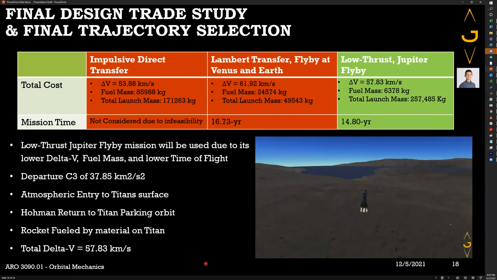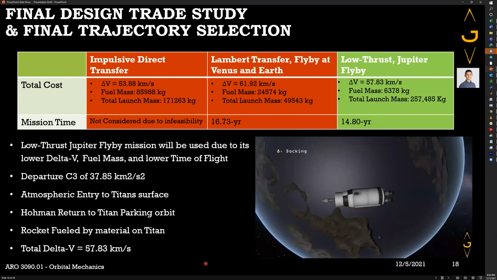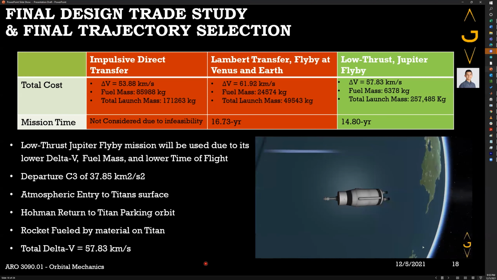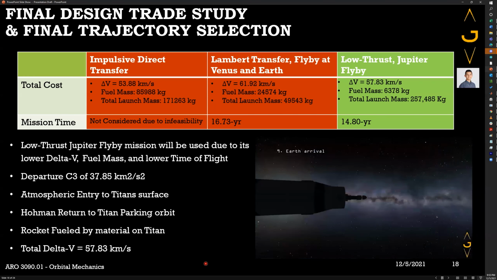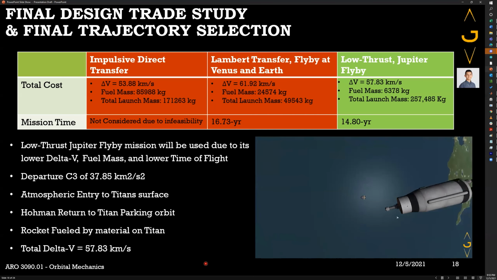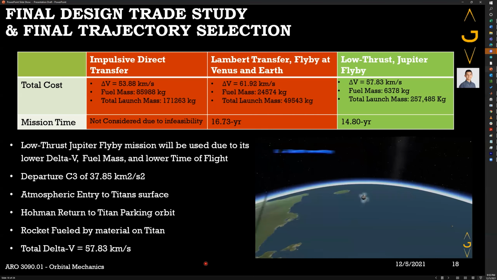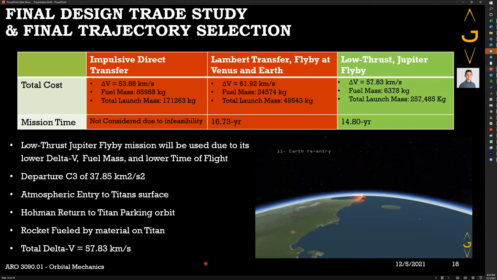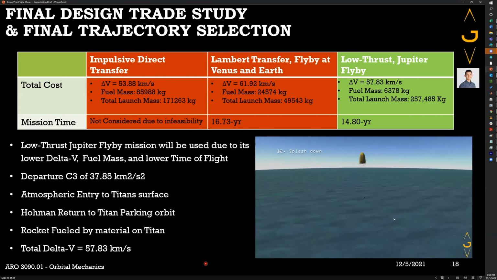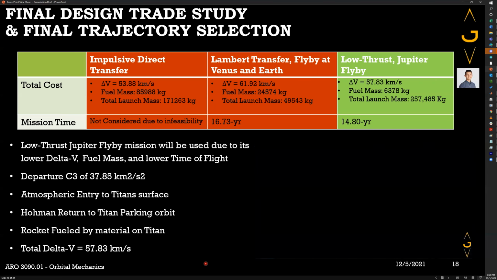Noted by the red and green indications, we have selected the low thrust trajectory for its feasibility, lower delta V, and lower mission time. The low thrust trajectory also has a departure C3 of 37.85 kilometers squared per second squared. It includes an atmospheric entry to Titan's surface and a Hohmann return to Titan's parking orbit. We also see, to reiterate, rocket fuel will be mined and processed on the surface of Titan. And our, once again, total delta V is 57.83 kilometers per second.